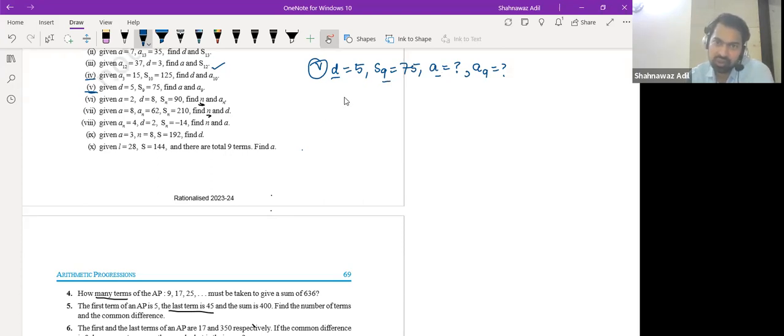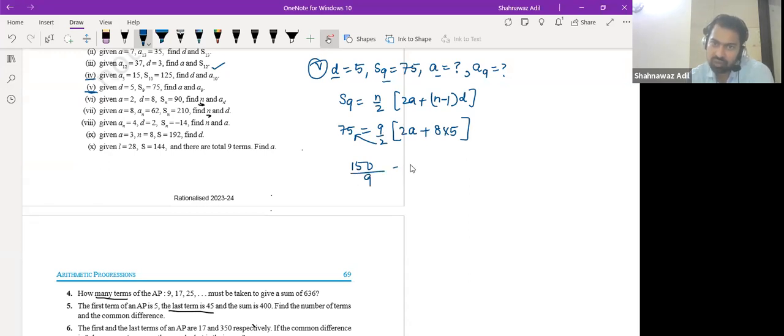Yeah, n by 2 into 2a plus n minus 1 into d. So let us use that, right? And we know that S9, so this would be 9 by 2. S9 is 75, and 2a we have to calculate. N is 9 minus 1, 8, and D is 5. So 2 goes in the multiplication, so 150, and 9 goes in the division, right? So this would be 2a plus 40.